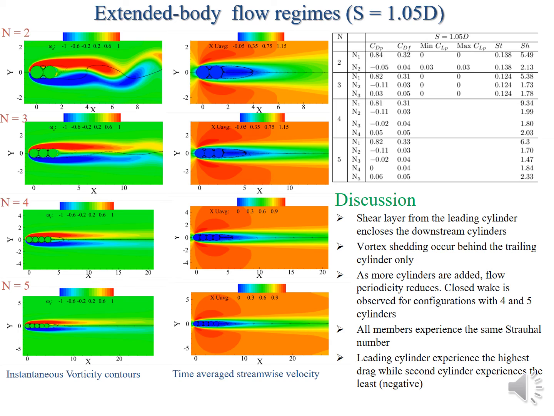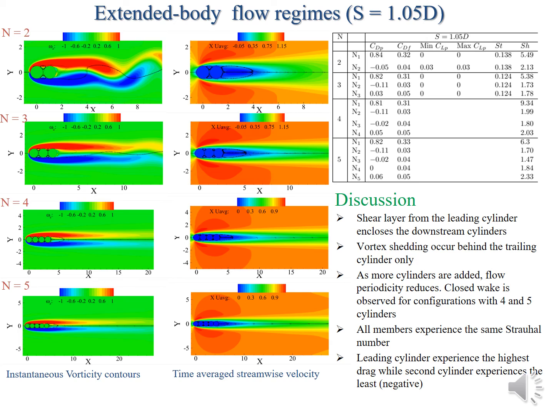And the second cylinder actually experiences negative drag. This is not a weird finding, it was found a little bit earlier. And this is attributed to the fact that the inner cylinder, the trailing cylinder, actually sits right in between the shear layer of the upstream cylinder.